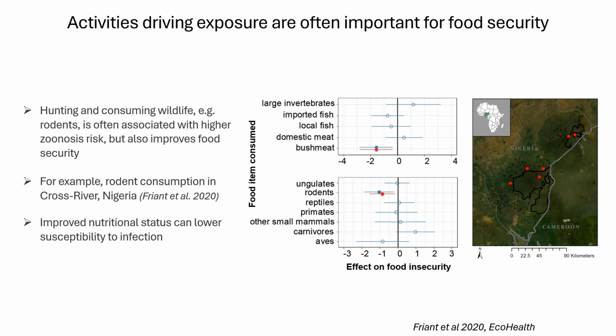And one final example would be that activities that drive exposure, such as hunting of wildlife, are often really important for food security in many communities. So this is a study by my colleague Sagan Fryan in Nigeria, in Cross River, showing that consuming rodents is really important for food security, even though in this area rodent consumption can also be associated with a higher risk of being exposed to various zoonotic infections.